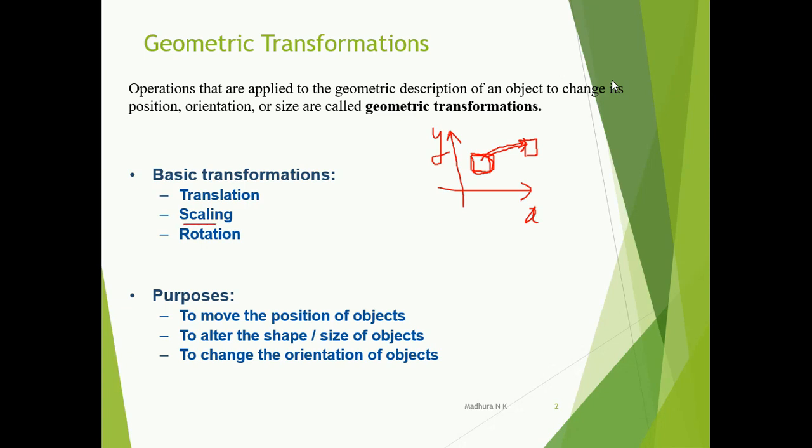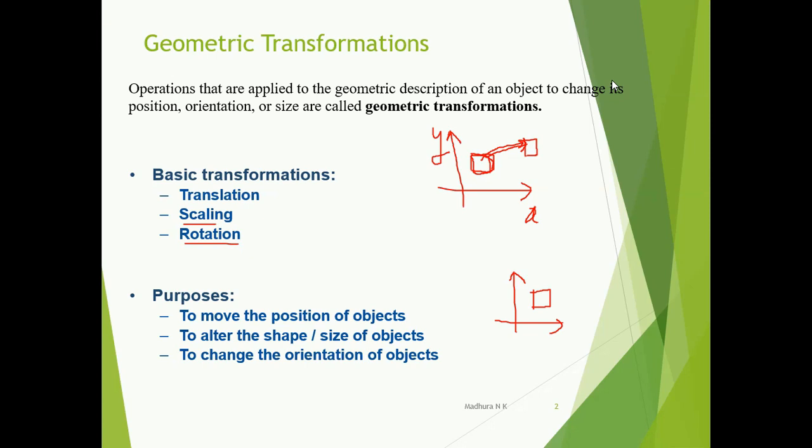Next, what is the purpose of rotation? Suppose you are going to change the orientation of the object. You are going to rotate any object with respect to xy coordinates. Rotating the object is nothing but changing the orientation of the object. Then we call it rotation.